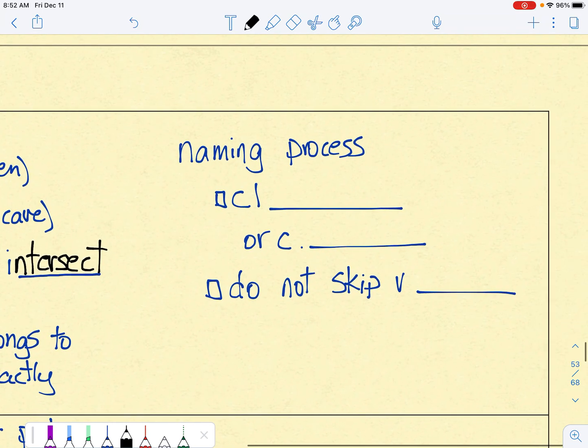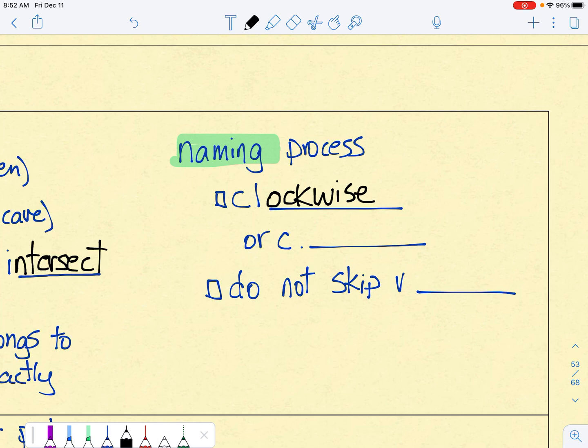Before we do that though, how do we name these shapes? Number one, name them by going either clockwise or counterclockwise. And don't skip any vertices. Again, a vertex is a corner. Yeah, fancy word for corner.